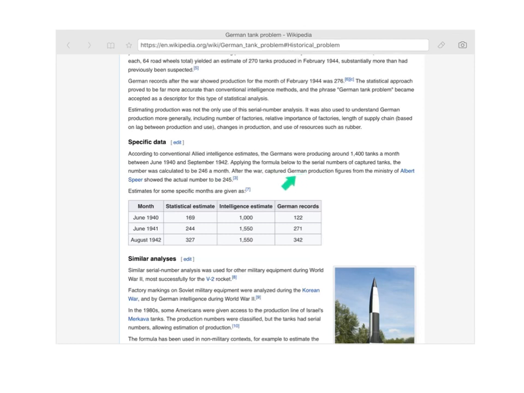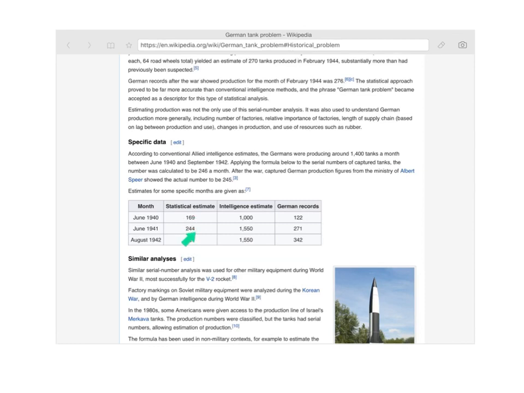After the war, the German production figures were captured, and they found out that in actuality, the number of tanks produced per month was 245. So the Allies estimated, using statistics, using confidence intervals, that the Germans were producing about 246 tanks a month. In actuality, they were producing 245. So that's a pretty good estimate, if you look at it that way.